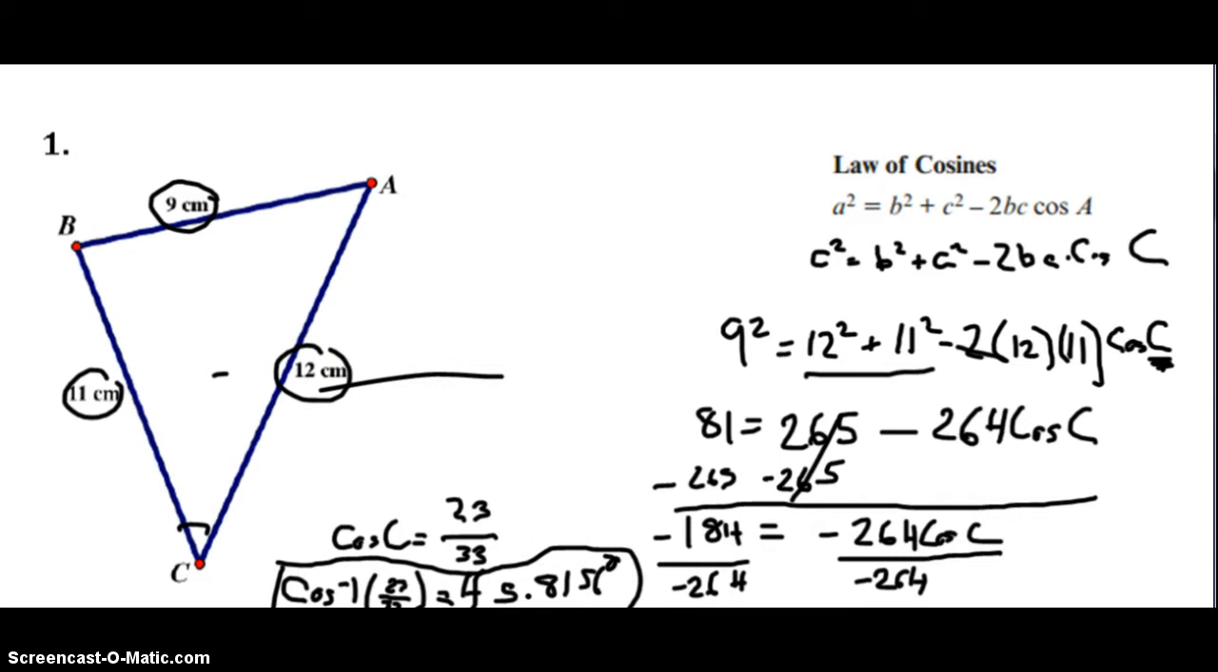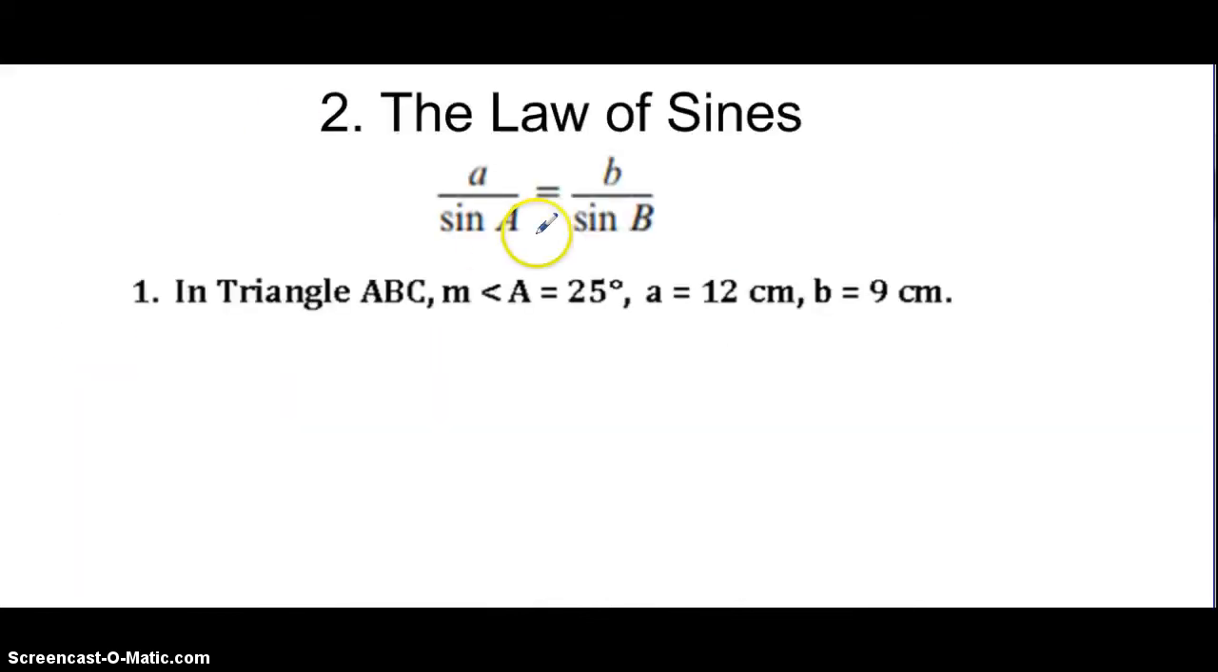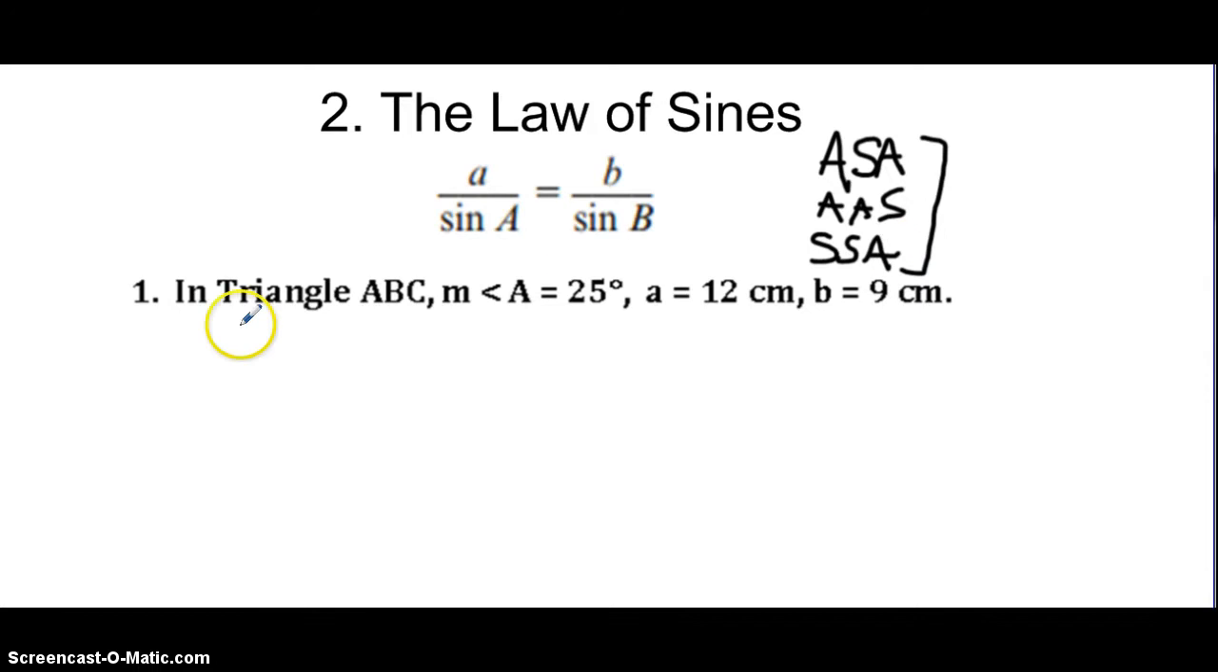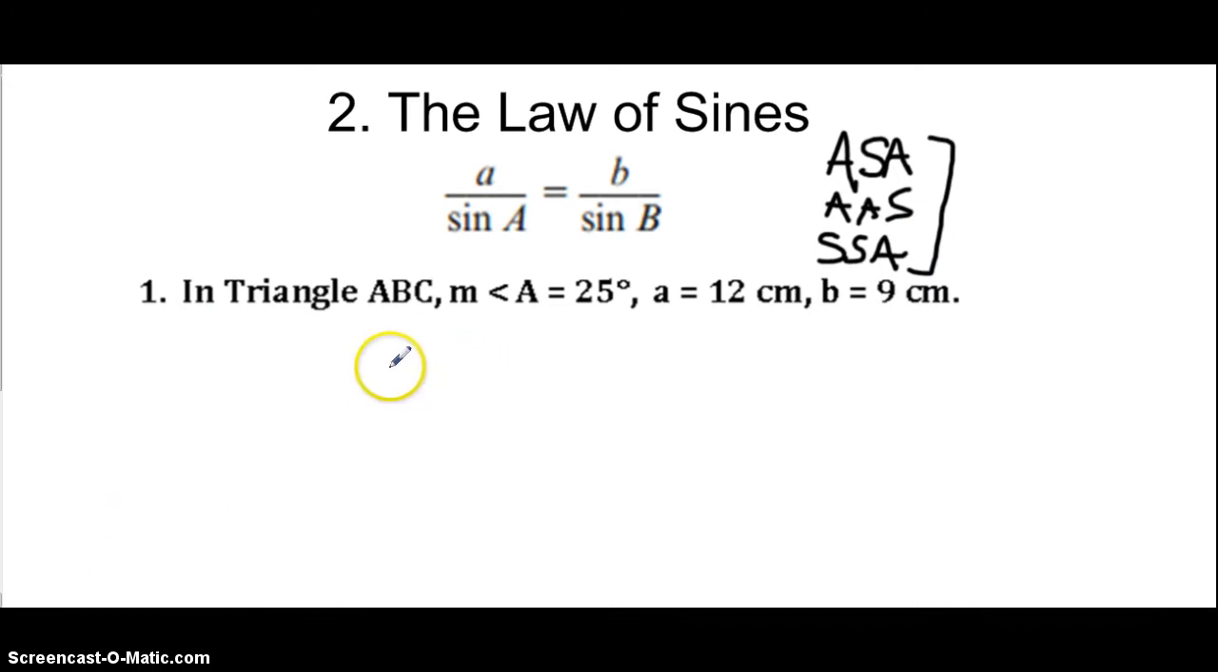Okay, so those are the two cases of the law of cosines. Let's look at the law of sines. This one, it's a little simpler. So when do we use the law of sines is what you're asking? I will tell you. The law of sines is used when you have angle, side, angle. When you have angle, angle, side. And when you have side, side, angle. These are the three situations where you use the law of sines. Okay? Remember, that's important. The first step is identifying.